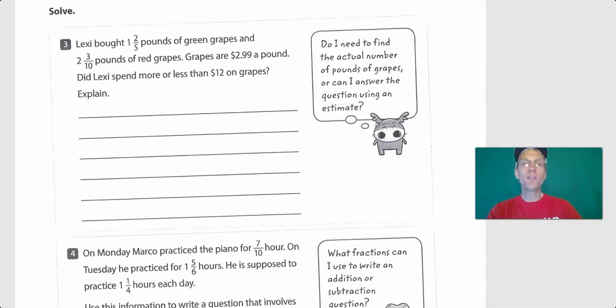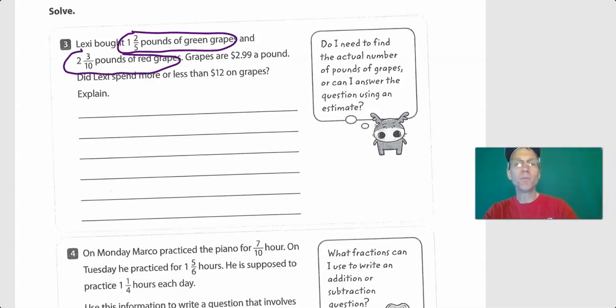Lexi bought 1 2/5 pounds of green grapes and 2 3/10 pounds of red grapes. Grapes are $2.99 a pound. Did she spend more or less than $12? She bought 1 2/5 and 2 3/10. Grapes are $2.99 a pound. Did she spend more or less than $12 on the grapes? Okay.